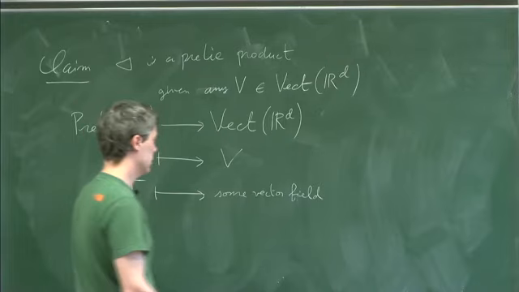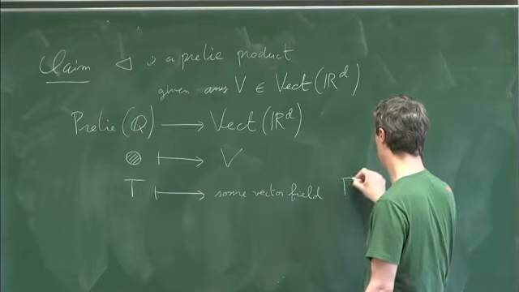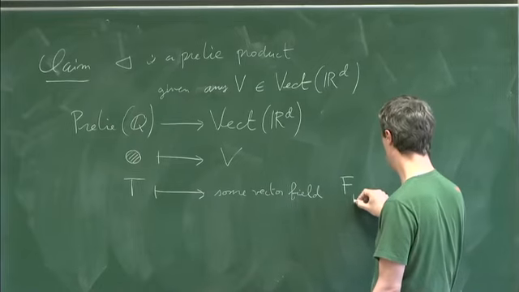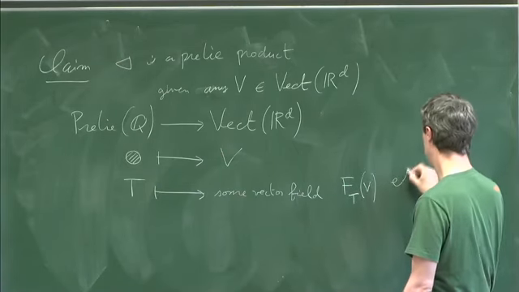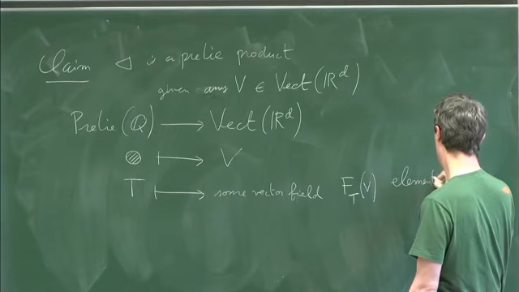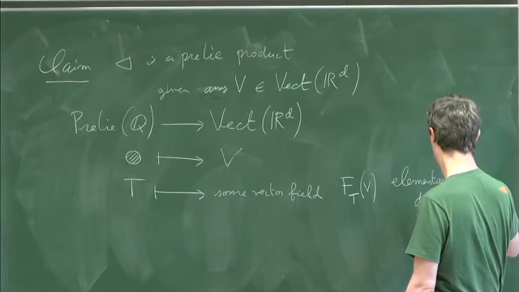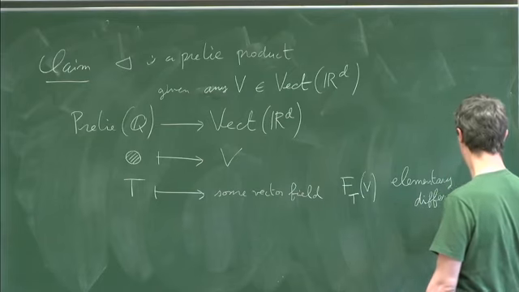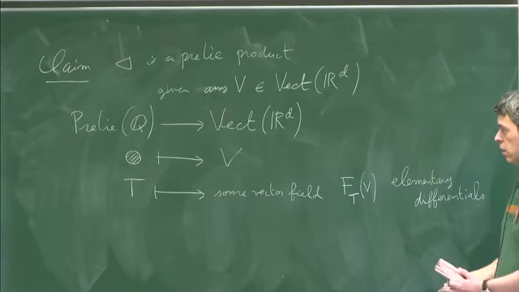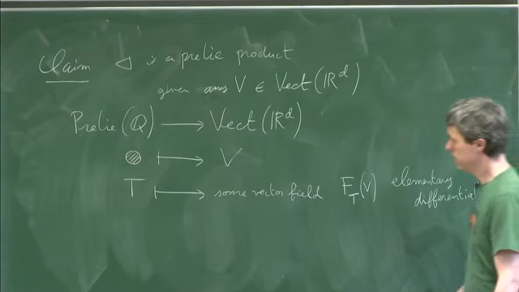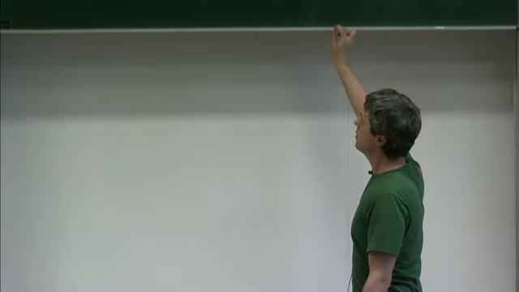There's a name. I think the classical notation is something like F_t(V), and these are called the elementary differentials. So given one tree and a vector field, we get an elementary differential. Okay, so now everything is in place.